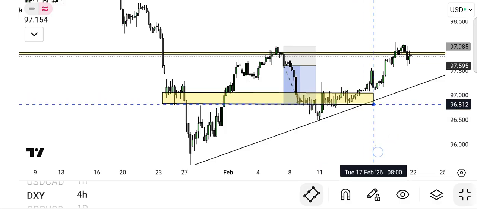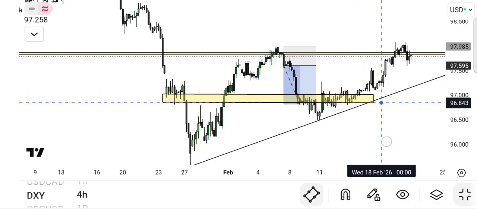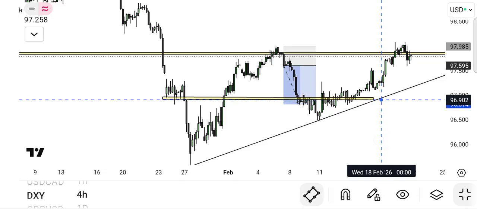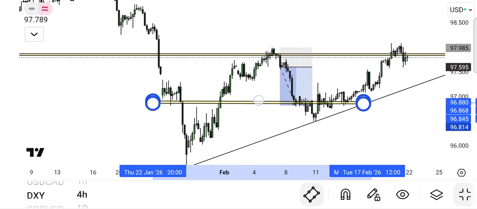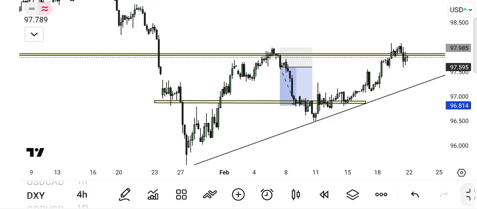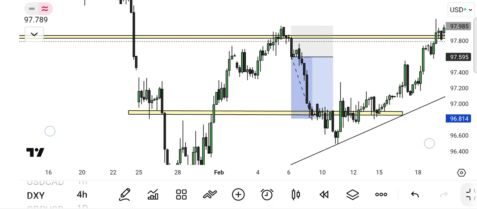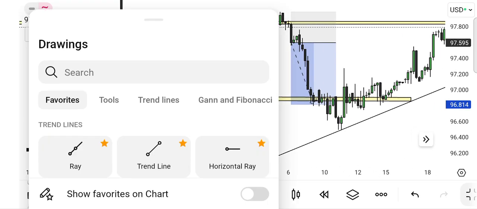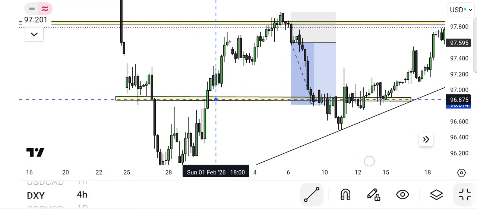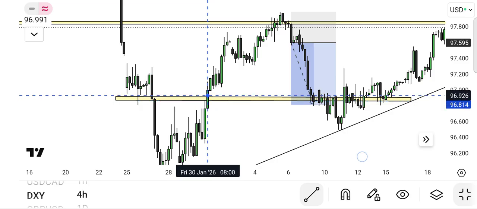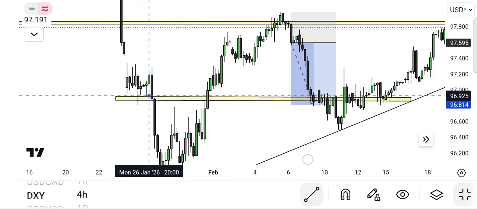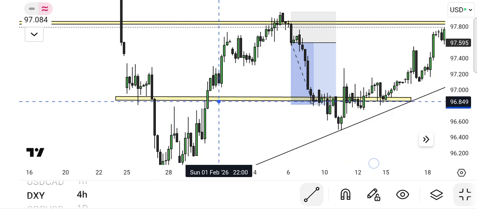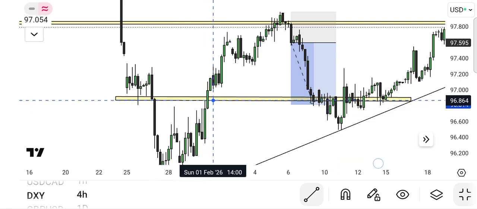Support zone. A small support zone that will match that point there. So we put it there. Why did we put it there? Because if you check very well, you could see this imbalance here, like a fair value gap, that also intersects with this reaction here. So we assume the market may likely come to this point for reversing.